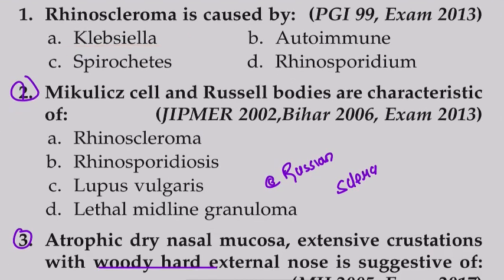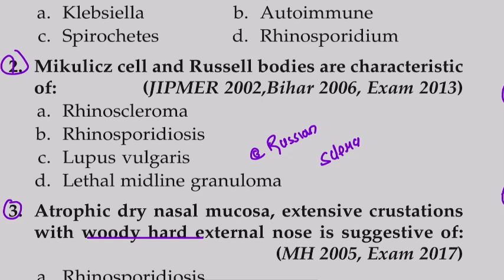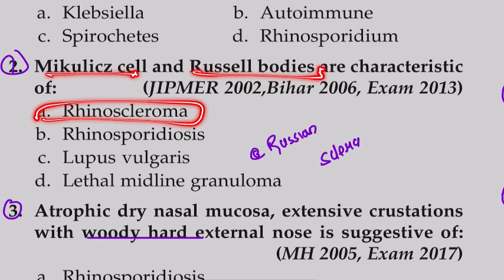Now, Mikulicz cells and Russell bodies are characteristic features of rhinoscleroma, right? Talking about the Mikulicz or foam cells, these are large foam cells with a central nucleus and vacuolated cytoplasm containing the causative bacilli. And Russell or hyaline bodies are degenerated plasma cells with large round eosinophilic material.